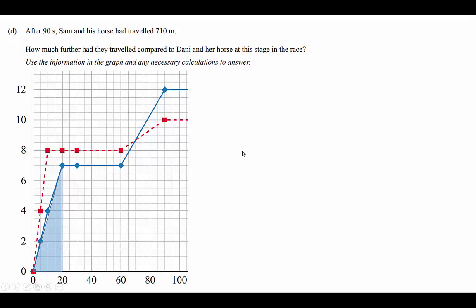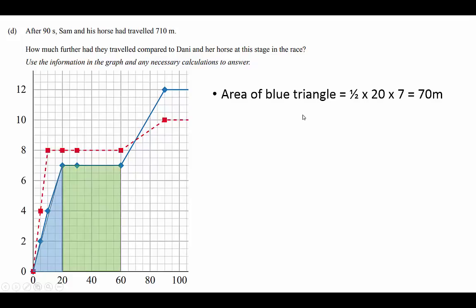The first triangle has an area of half base times height. So the blue triangle is half times 20 times 7, giving us 70 metres. The rectangle here, the green rectangle, has a base, if you like, of 60 minus 20, so it's important to recognise that that's 40 there. A common mistake would be to make it 60, but the shape doesn't extend all the way back to 0, only to the 20. So 60 minus 20 times 7 gives us 280.